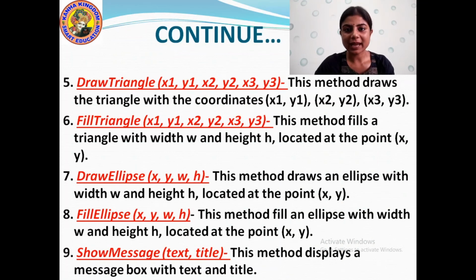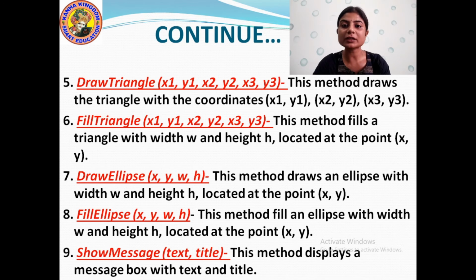Do you know now what an ellipse is? It is an oval shape inside the computer. While working on Paint in the previous, smaller classes, you have drawn an ellipse, right? It is an oval shape. This method draws an ellipse with width W and height H located at the point XY. Okay, draw ellipse XYWH.